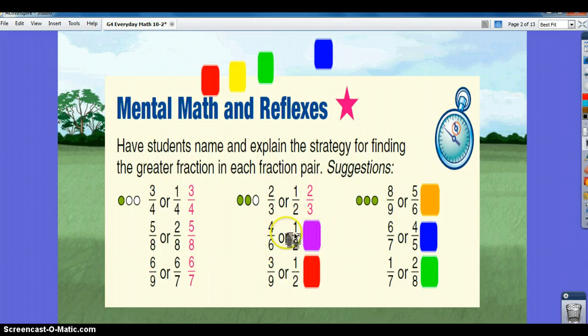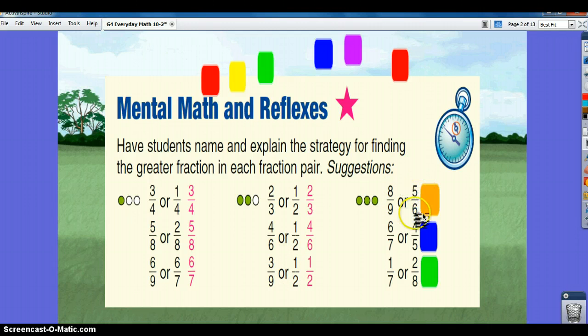4/6 or a half. Well, 3 out of 6 is half. So 4/6 is more than 3 out of 6. So that would beat the half. So it's 4/6. 3/9 or 1/2. Well, 3/9 is a third. So that's less than 1/2.